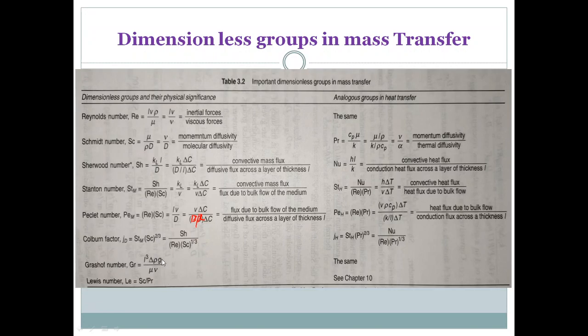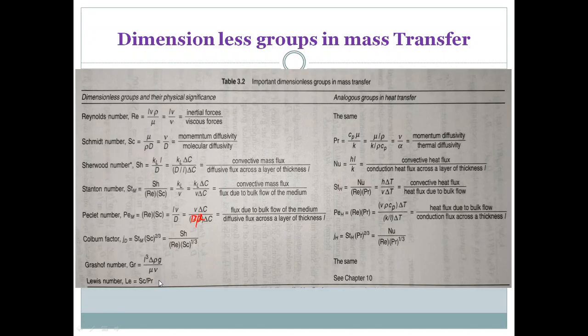Okay, and there is another important number, that is the Lewis number. What is the Lewis number? It is Schmidt number by Prandtl number. Schmidt number means momentum diffusivity by molecular diffusivity, divided by momentum diffusivity by thermal diffusivity, so this number equals thermal diffusivity by molecular diffusivity.